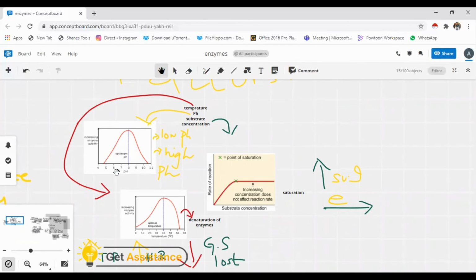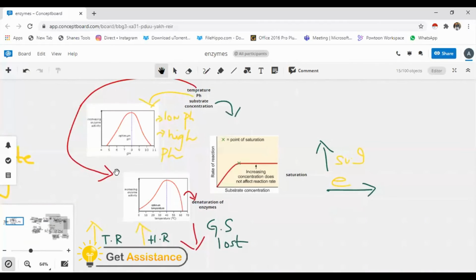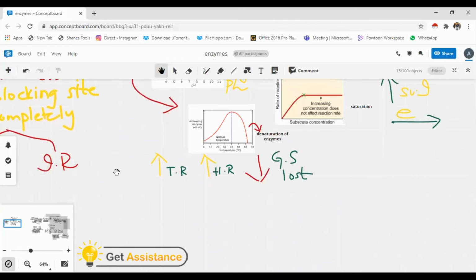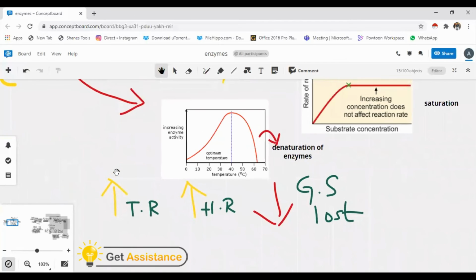The second factor was substrate concentration, and the third was pH. Now, talking about temperature, as you can see in the picture, this is a line of enzymes which are continuously acting at an optimum temperature. Whenever the word temperature comes and you have to tell about enzymes, always remember that we have an optimum temperature.